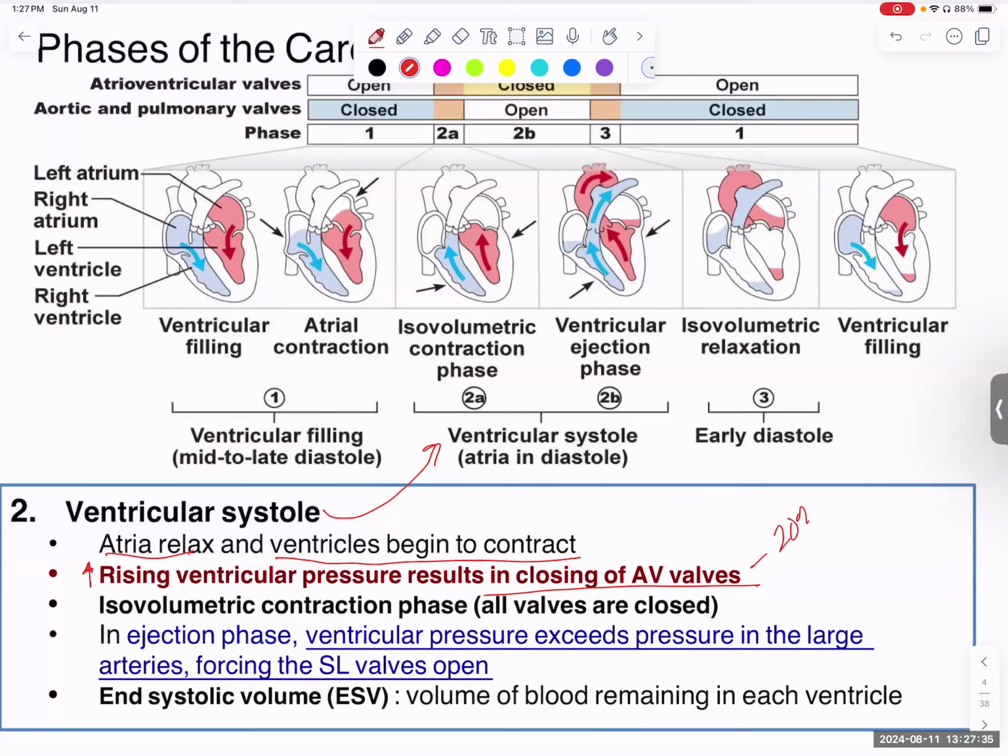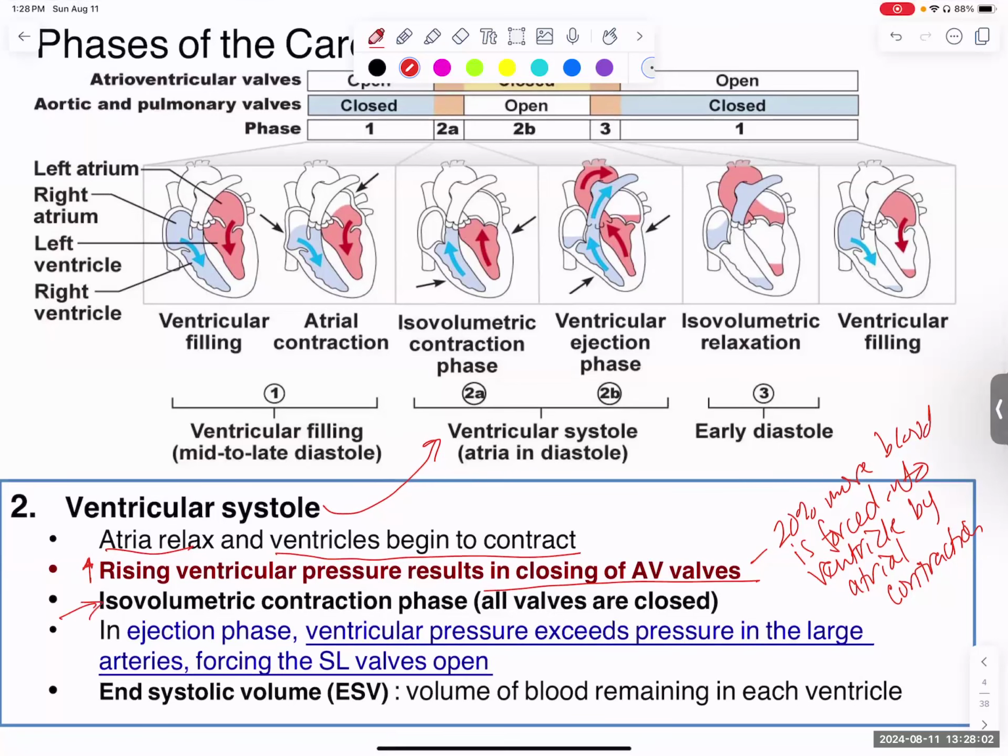Why? 20% more blood is forced into the ventricle by atrial contraction. And that's what makes the difference. That adds that little 20% to increase the ventricular pressure to greater than atrial, closing those AV valves as the ventricular wall is depolarizing and starting to contract.